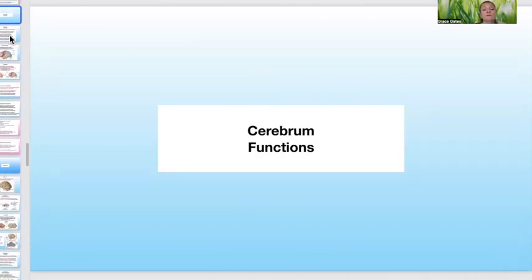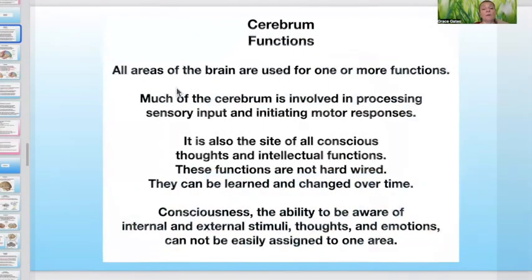So what are the functions of the cerebrum? All areas of the cerebrum are used for one or more functions. There are not extra parts that we're only using, 1% of our brain and all that business. No. All of the areas of the brain are used for one or more functions. Much of the cerebrum is involved in processing sensory input and initiating motor responses. It's also the site of all conscious thoughts and intellectual functions. Of course, these functions are not hardwired, they can be learned and changed over time.